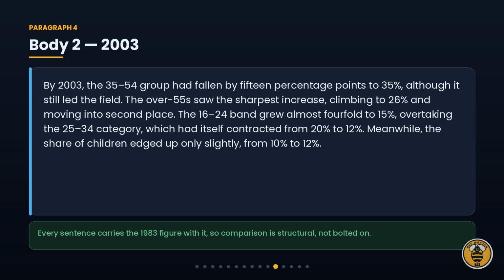Paragraph 4, 2003. By 2003, the 35 to 54 group had fallen by 15 percentage points to 35%, although it still led the field. The over 55 saw the sharpest increase, climbing to 26% and moving into second place. The 16 to 24 band grew almost fourfold to 15%, overtaking the 25 to 34 category, which had itself contracted from 20% to 12%. Meanwhile, the share of children edged up only slightly, from 10% to 12%.